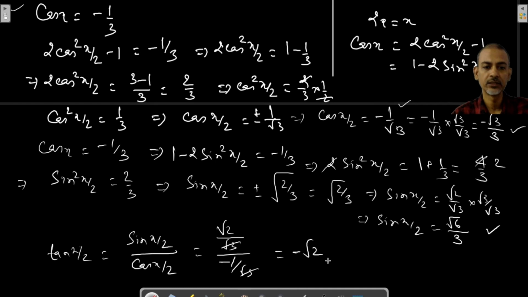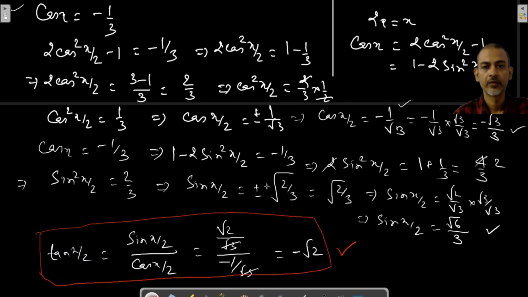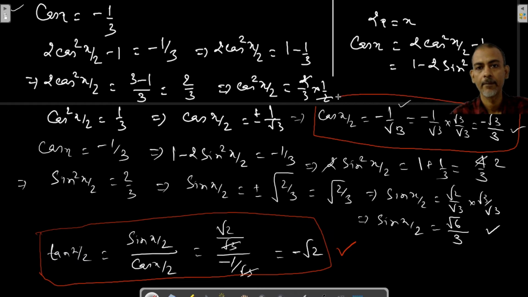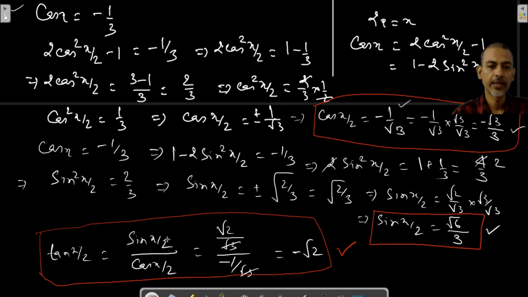So yeah, with this we have got the values of tan x by 2, we have got cos x by 2, and we have got sin x by 2. Alright, yeah. Now let's move on to the next problem.